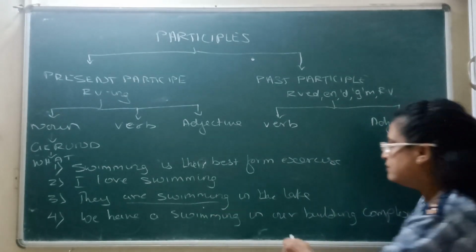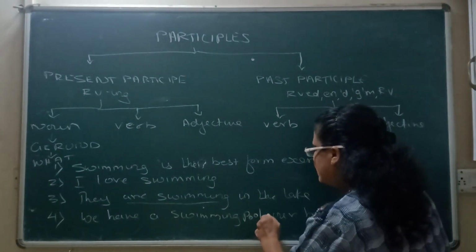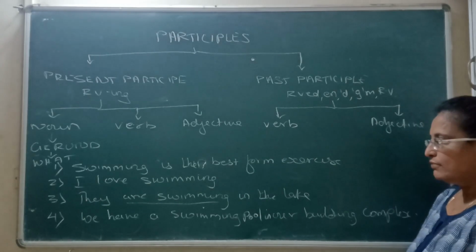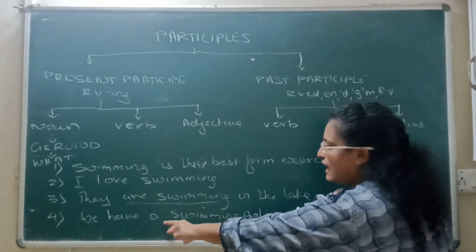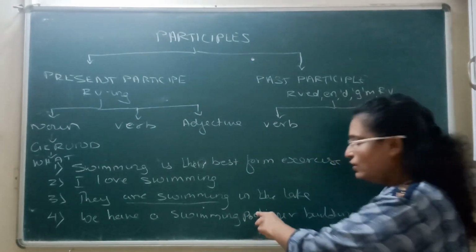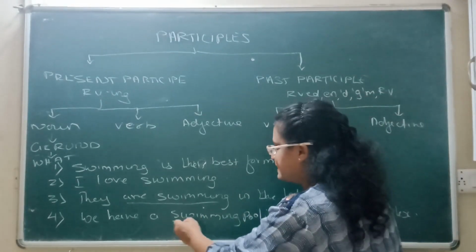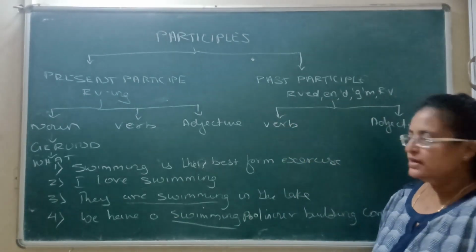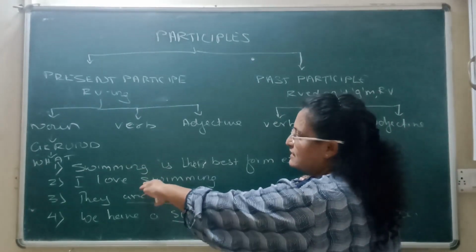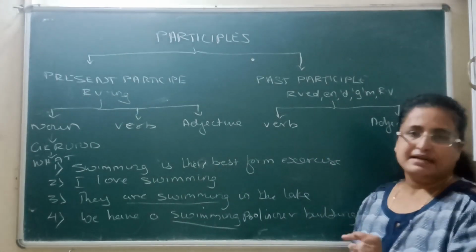We have a swimming pool. We have a swimming pool in our building complex. Now if you see, we have a swimming pool. Which pool? Swimming pool. Pool को describe करो. Which pool? Swimming pool. So this is an adjective participle. So in this, the first two examples are gerund and the next two examples are participle.